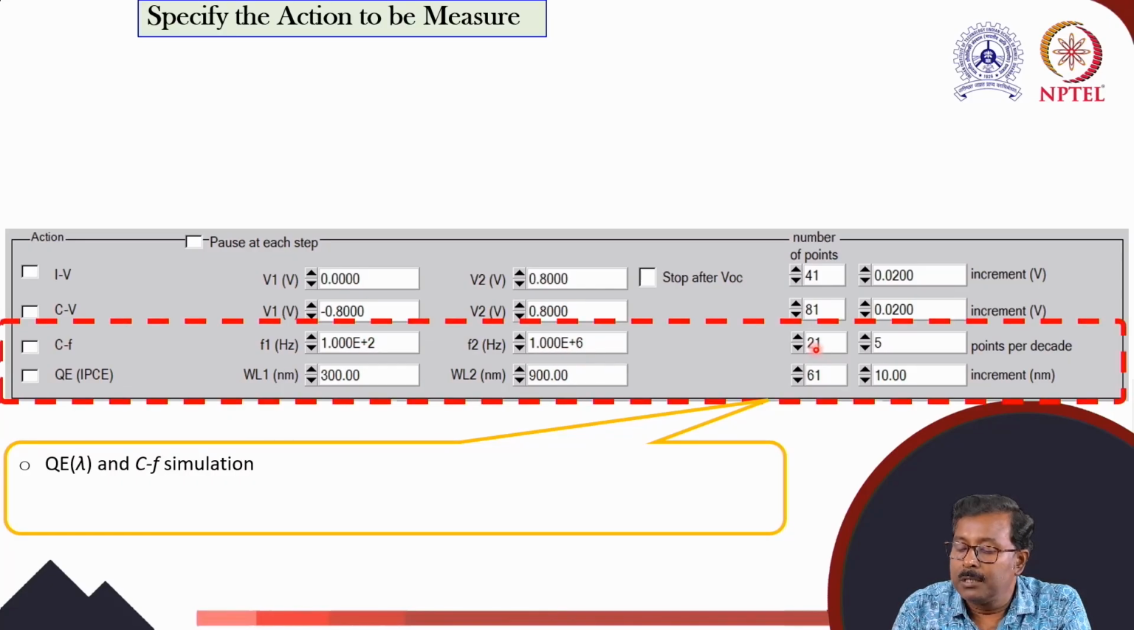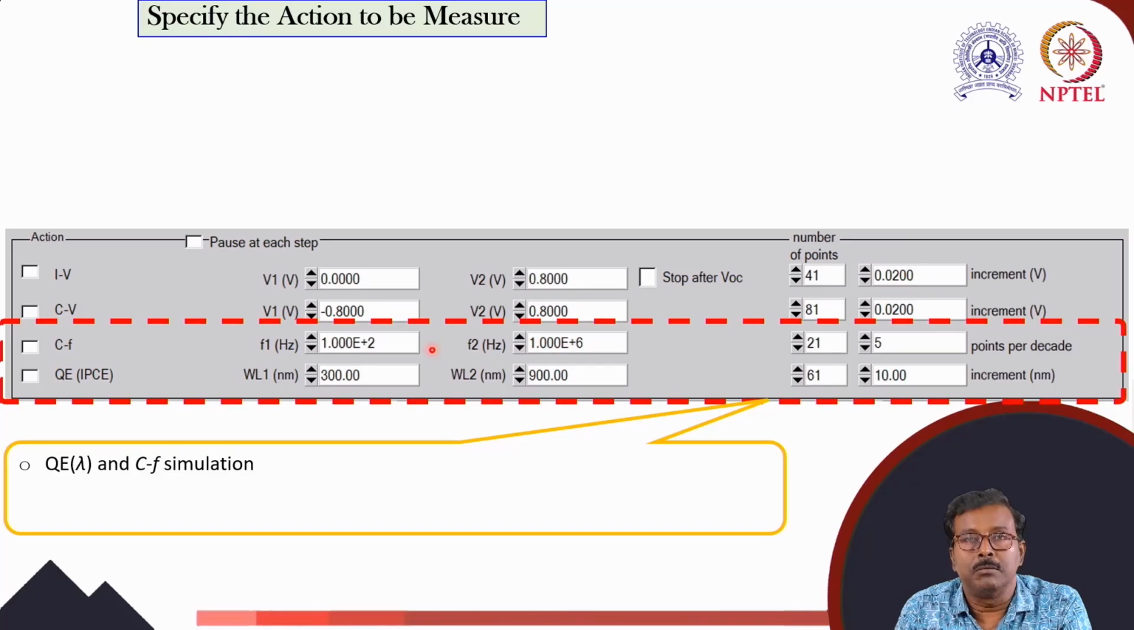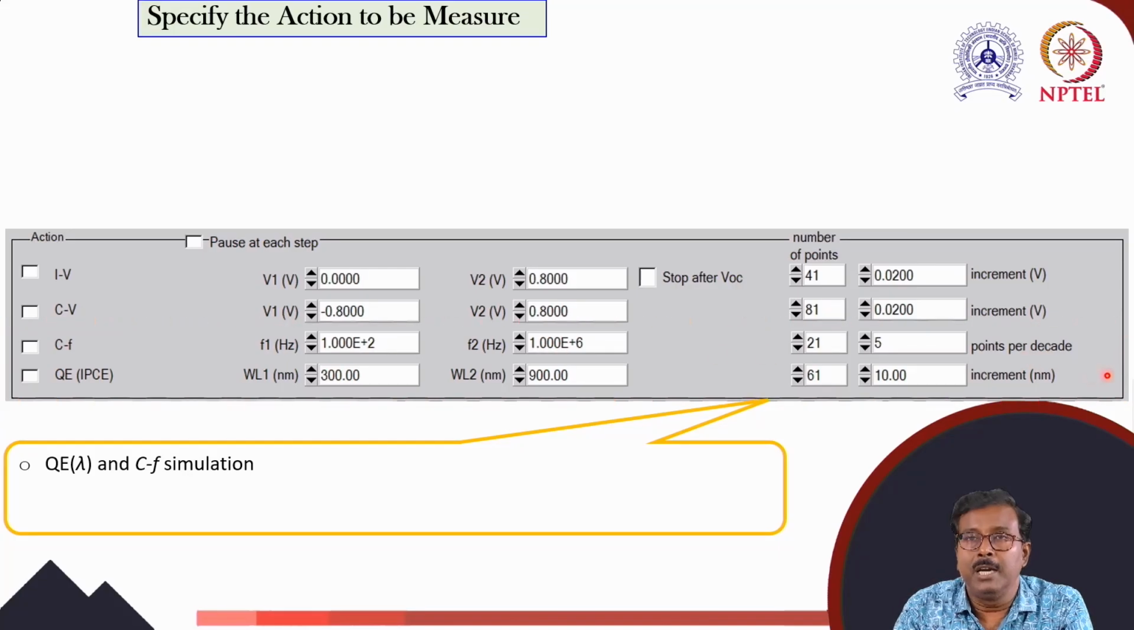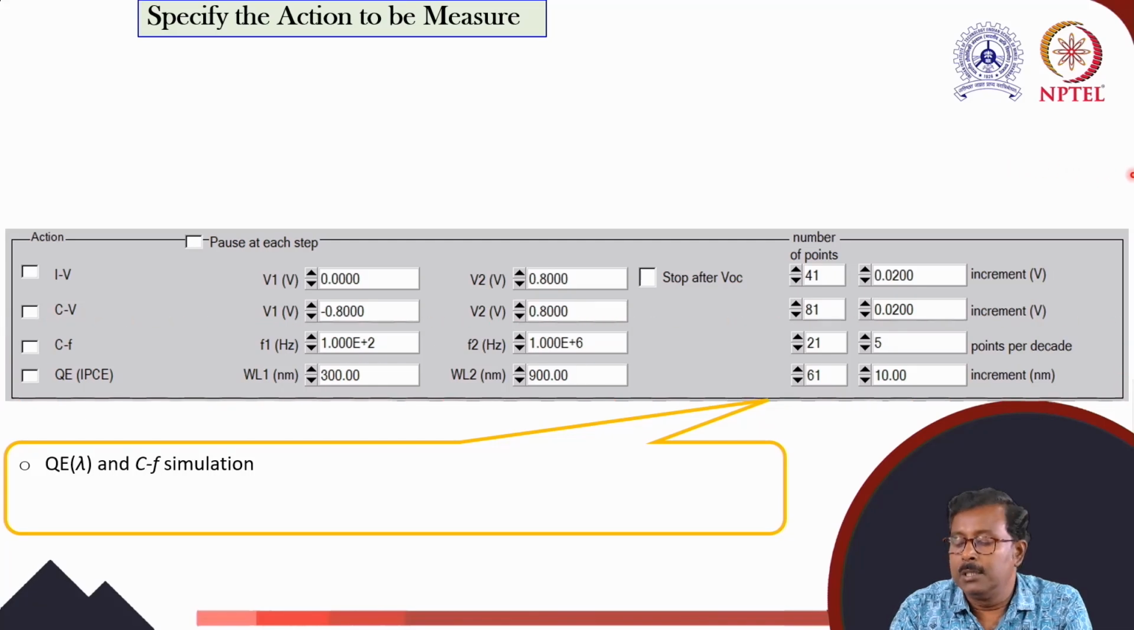Next is the number of points, and the points per decade, that is important, not increment. Per decade means the frequency is plotted in logarithm scale, otherwise you cannot accommodate all this huge range in a particular scale. Points per decade means per 10 increment. So 10, then 10 to the power 1, 10 to the power 2, 10 to the power 3. How many points you would like to have between 10 to the power 1 and 10 to the power 2, or between 10 to the power 2 and 10 to the power 3, that is the points per decade.